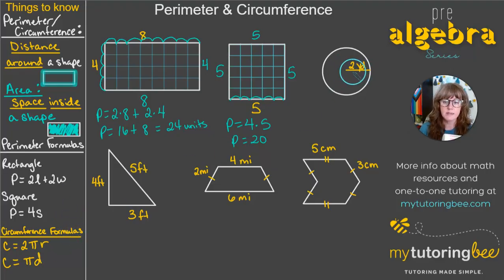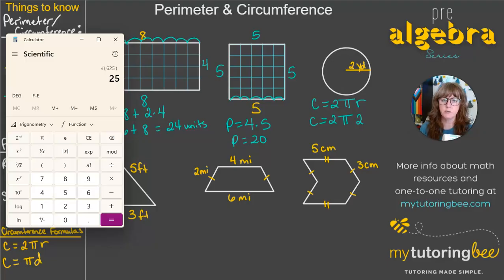because we are given the radius of this circle, so the radius is that distance from the center of the circle all the way stretching out to the outer edge of the circle, we're going to use this first formula, C equals 2 pi r, because we are given r, the radius. So C equals 2 times pi times the radius of 2. Now a lot of times the directions will tell us to use maybe 3.14 for pi. And in that case, I would just go ahead and follow those directions and use 3.14.